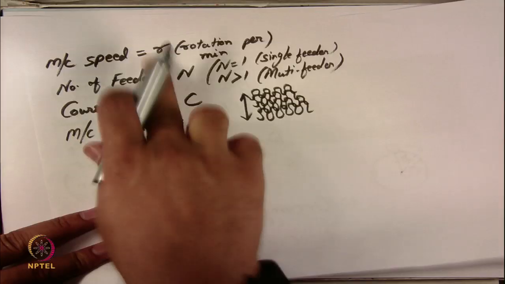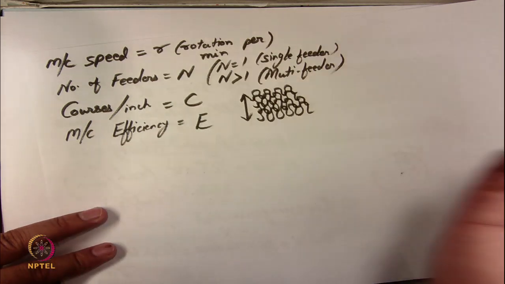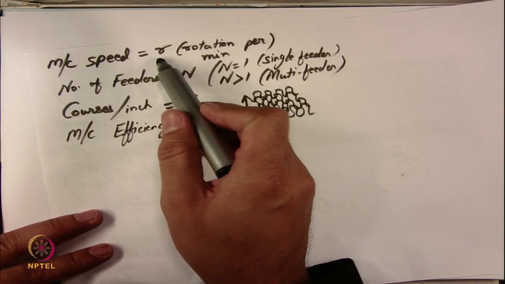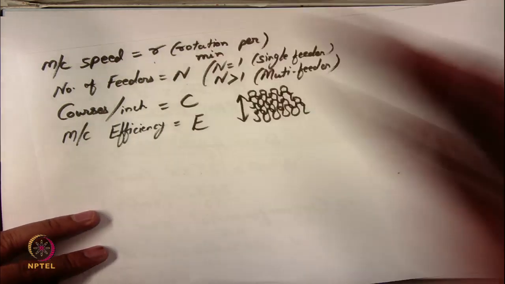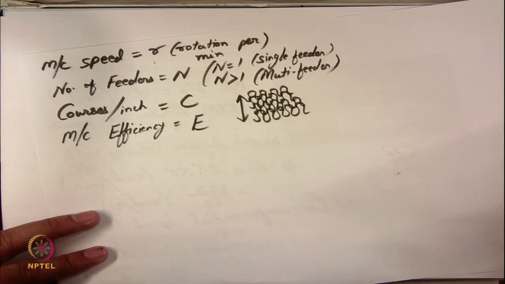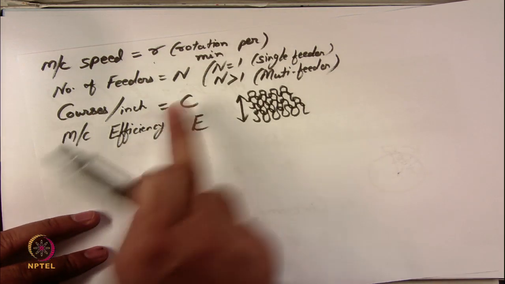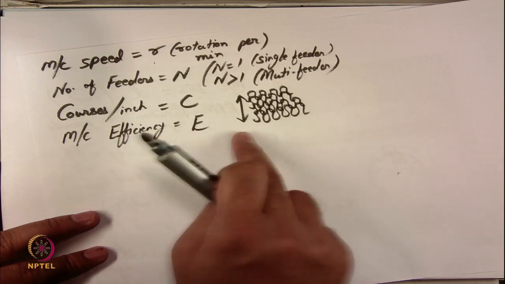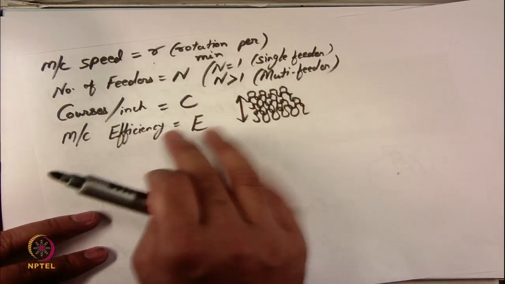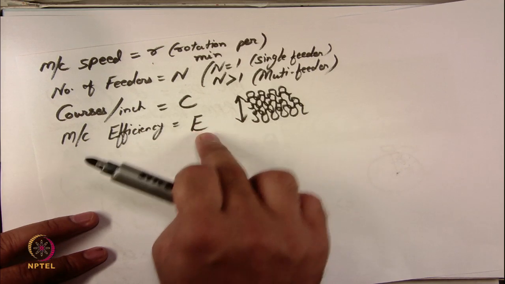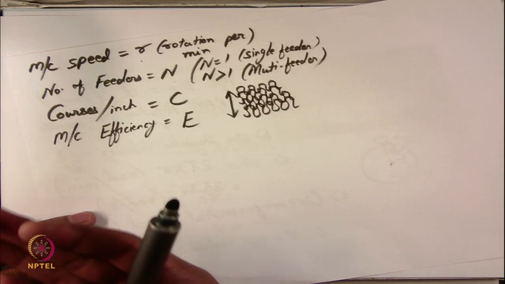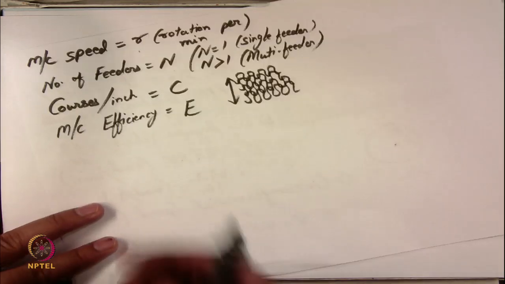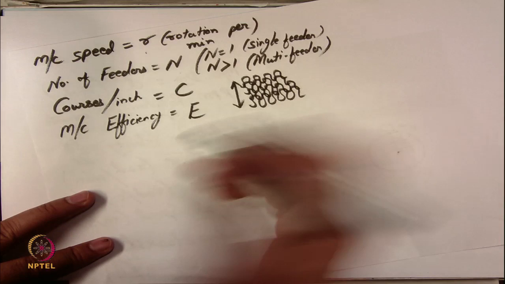So, if you know this, these are the very common practical values which you can always find. Machine speed is already given by the manufacturer. Number of feeders you can easily count. Courses per inch, from the fabric which is being formed, you will do the analysis and find out, and the efficiency you can expect. If it is more, it is good for the company; if it is less, this needs to be improved. Once you have all these 4 parameters, you can find out how much fabric you can produce per hour.